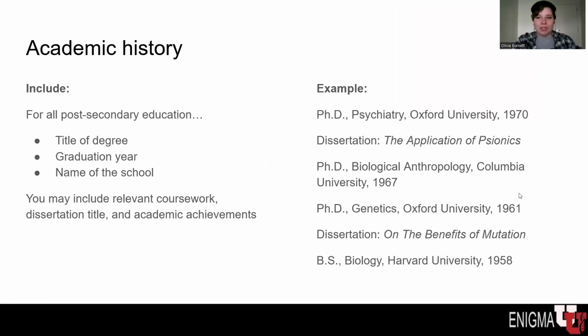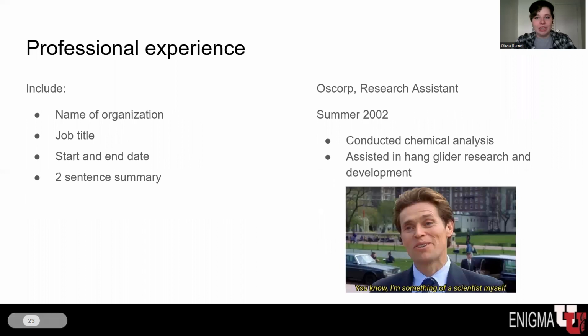That's the same as a resume, basically. So you'll start with your academic history. You don't want to include high school, but we've got undergraduate and then Professor X's three PhDs. What he got his PhD in, where he went to school. And then if you have something relevant to the job, then you want to include that as well. If you want to write what your dissertation was, or if you had any special achievements, you can include that in your academic history.